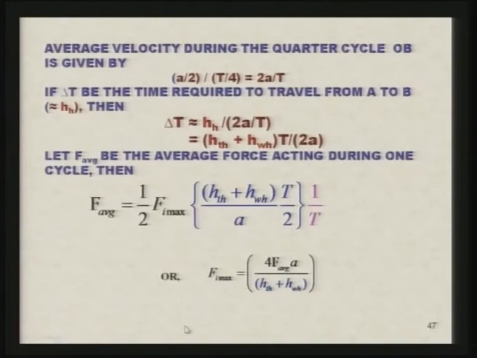Or you can write it like this: F_i maximum is equal to 4 F average multiplied by A divided by (h_T + h_W). Now, the maximum force per grit will be obtained when the total force acting on the tool is divided by the total number of particles being hit by the tool. So, let capital N be the total number of abrasive particles which are being hit by the tool.